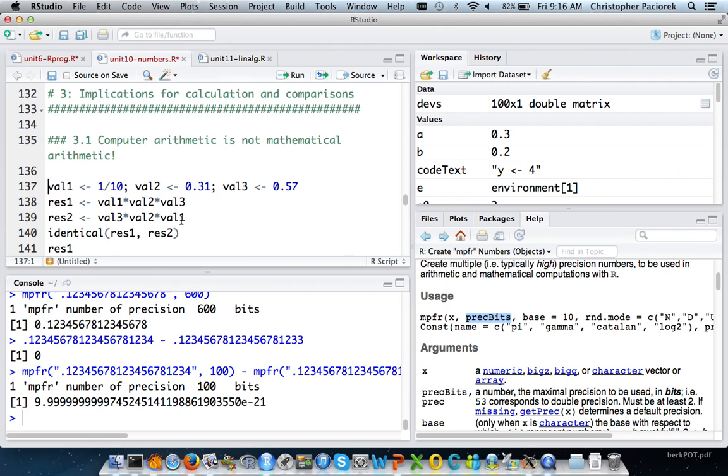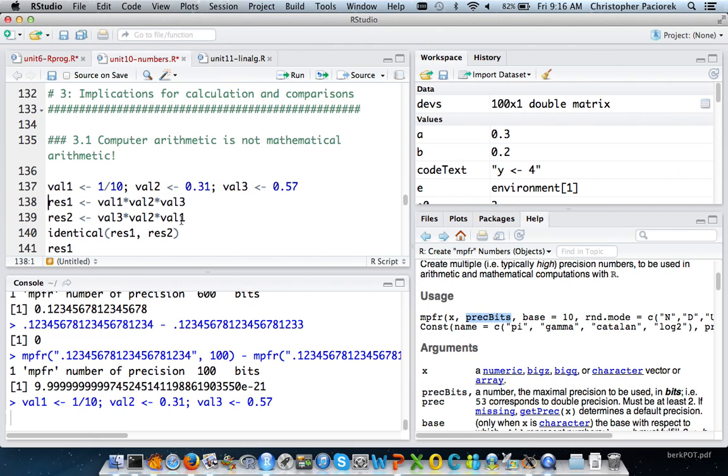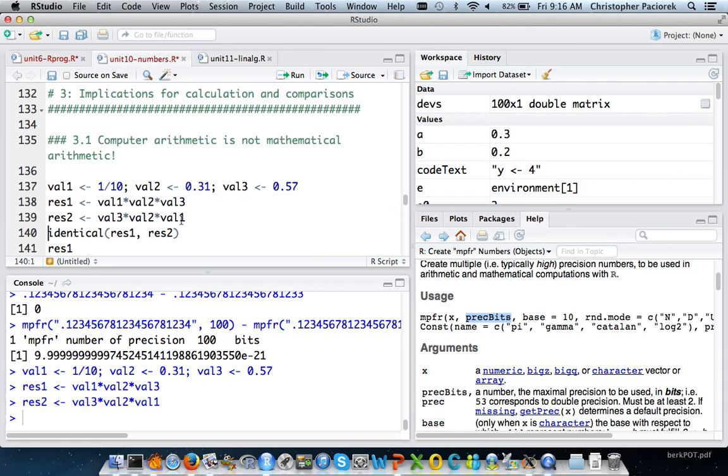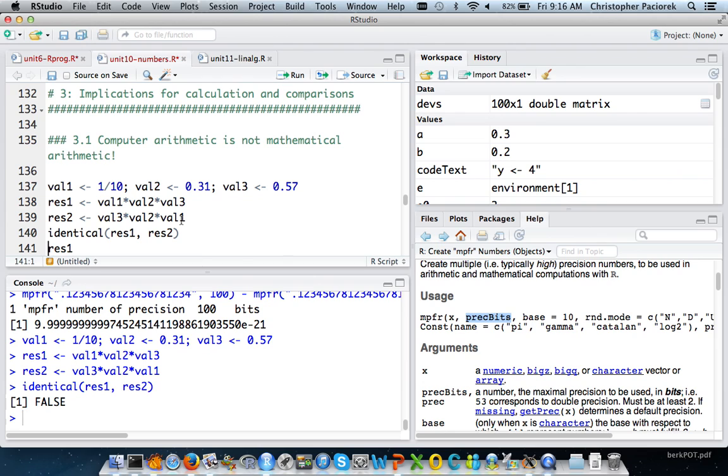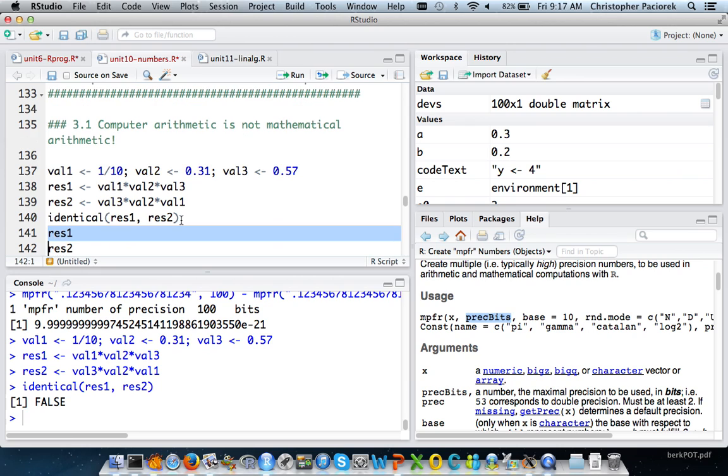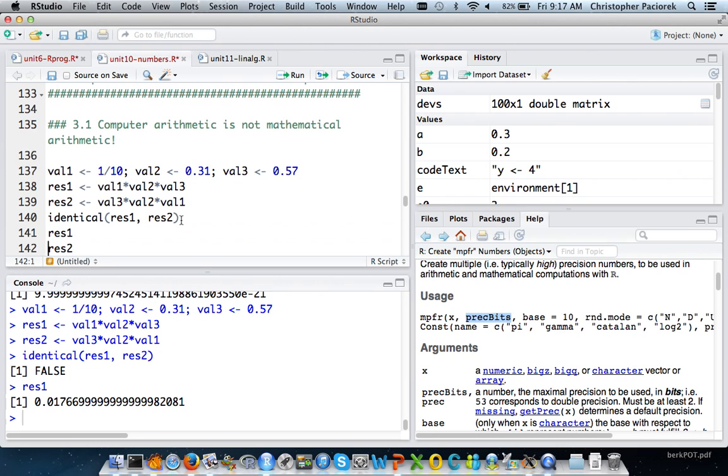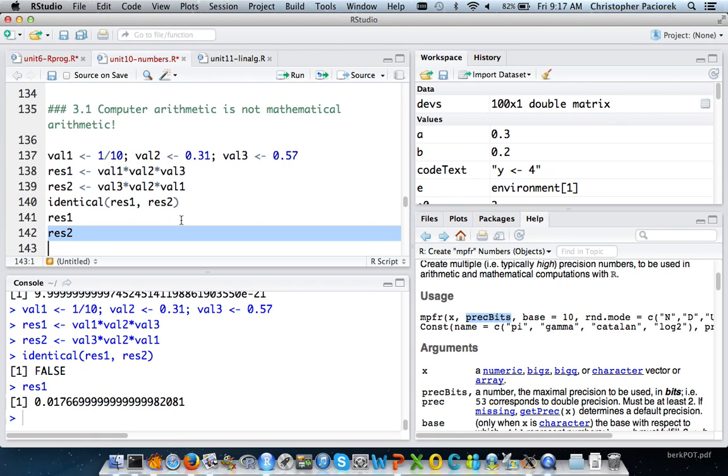Okay, so what I'm going to do here is create 3 decimal numbers, and I'm going to multiply them in different orders. I'm going to do 1 times 2 times 3 and 3 times 2 times 1. And if I ask if these are identical, it says, nope, they're not the same, even though I just took 3 numbers and multiplied them in a different order. And if I look at res 1, that's the answer as far as we can see.